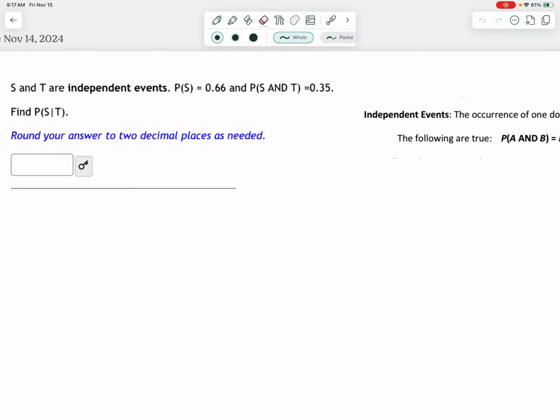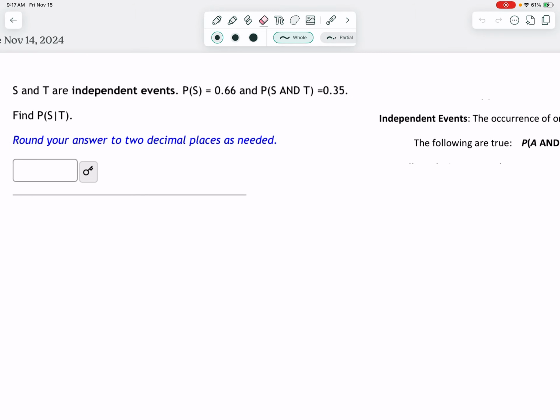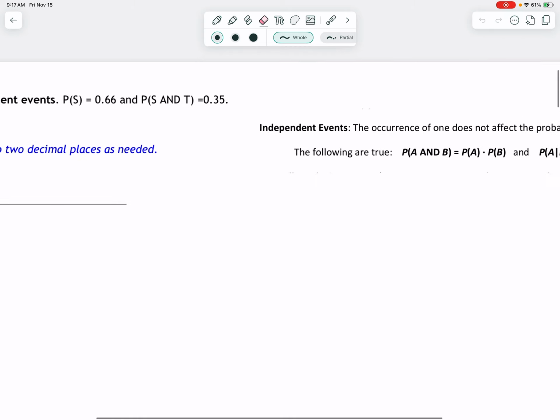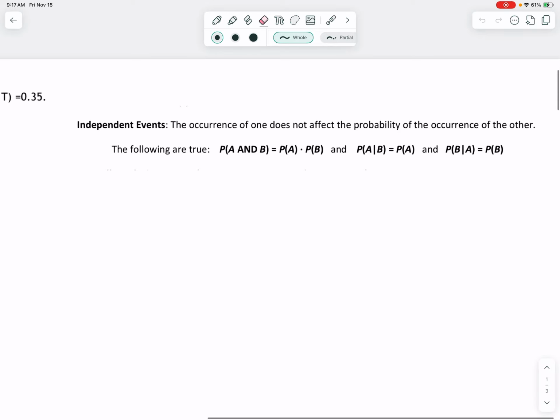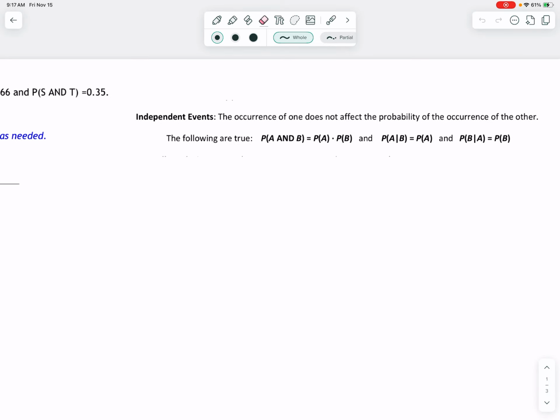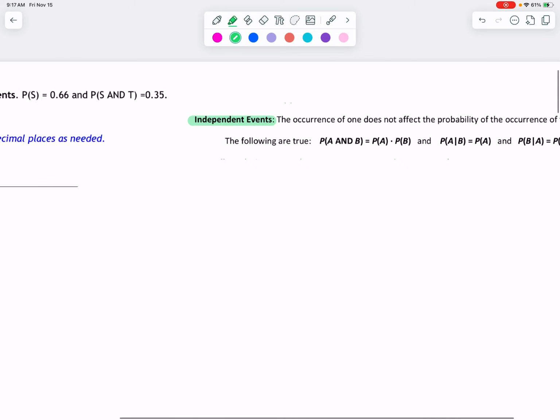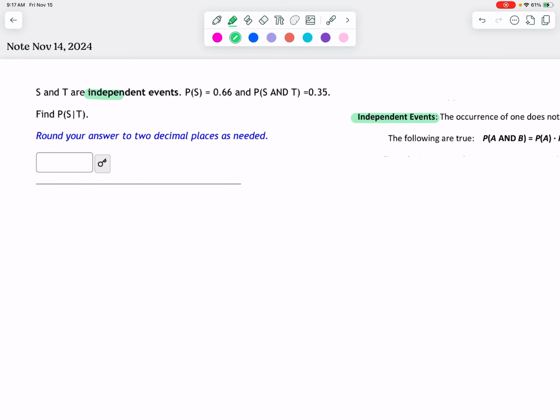This first one that I pulled says S and T are independent events. Probability of S is 0.66. Probability of S and T is 0.35. We need to find S given T. Well, when I go to my handy dandy formula chart, I immediately go to the independent events section because that's the first thing we were told about S and T.